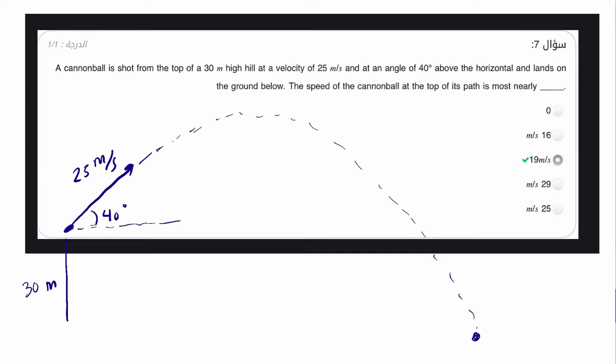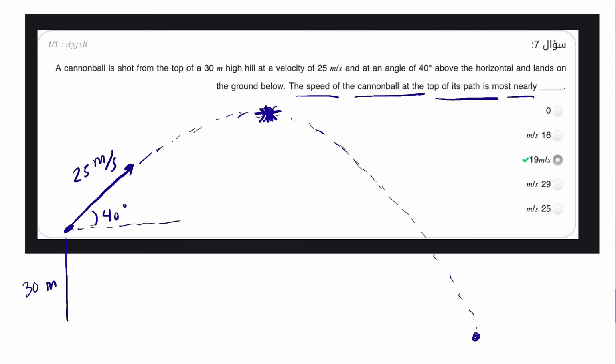The question is asking us to solve for the speed of the cannonball at the top of its path. This is actually a tricky question, but a very simple one. We need to solve for the velocity of the projectile at this point here. Now, what do we know about the projectile?